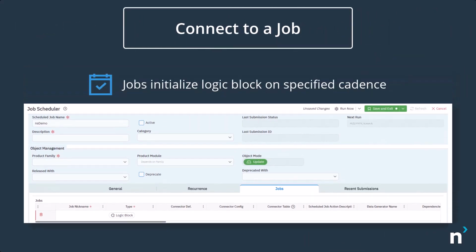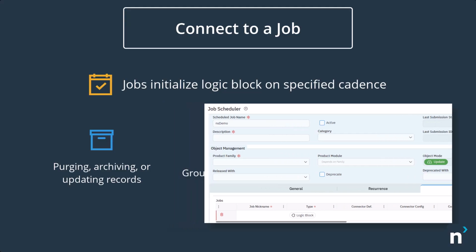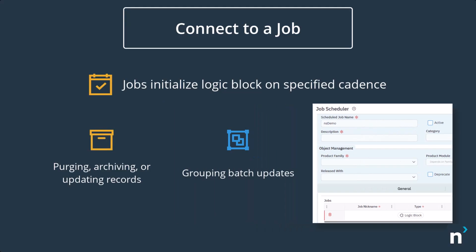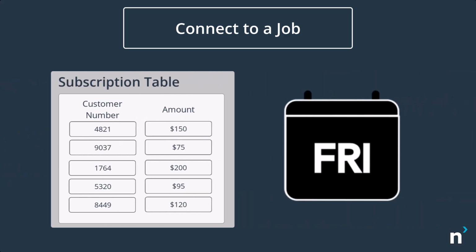Job schedulers run on a consistent schedule by initializing a background logic block on the specified cadence. Jobs are often used when purging or archiving data, updating records, or grouping updates into a larger batch for processing all at once. Connect background logic to a job scheduler when you want the logic block to run at a set schedule, as we do in this example.